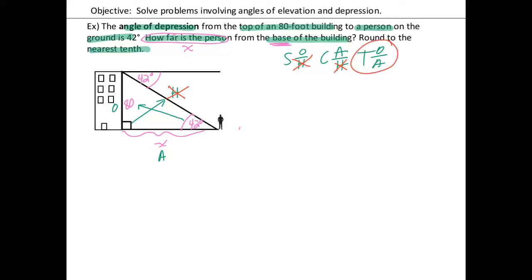To create my equation, I would write tangent of the angle, 42 degrees, equals 80 over x. Then using algebra, we can solve for x. Multiply both sides by the denominator, which is x. The x's cancel. We get x tangent 42 degrees equals 80. Then to solve for x, we divide by tangent 42 on both sides.